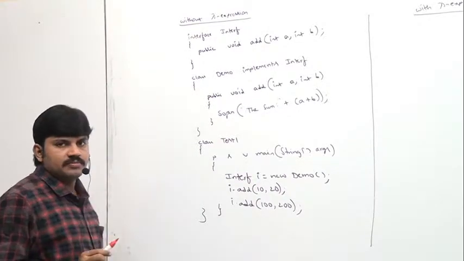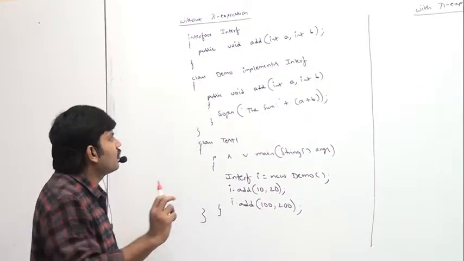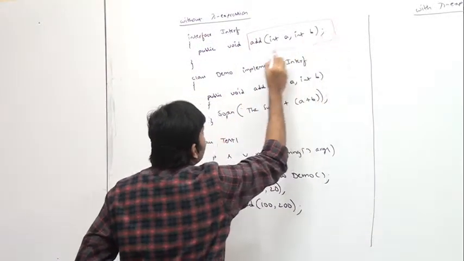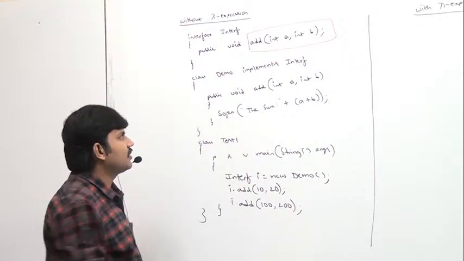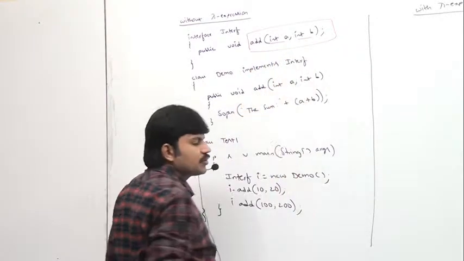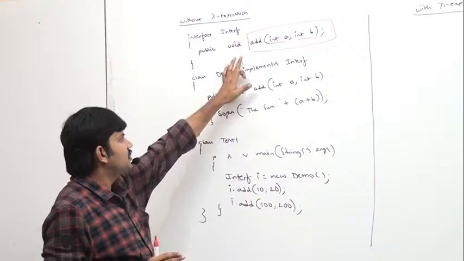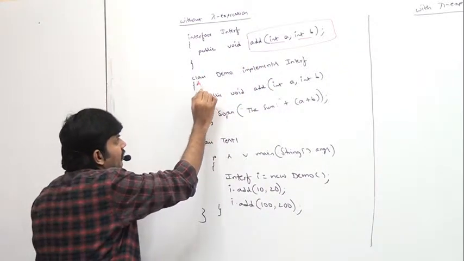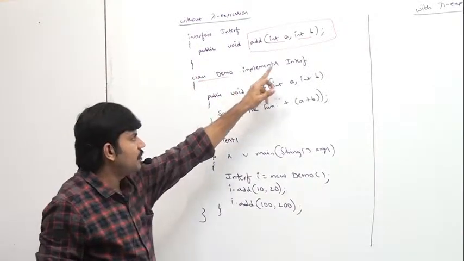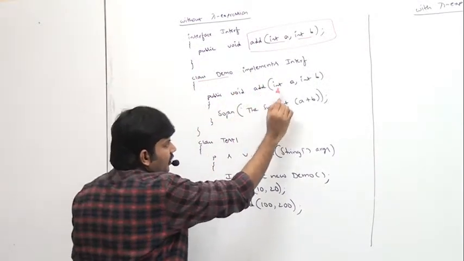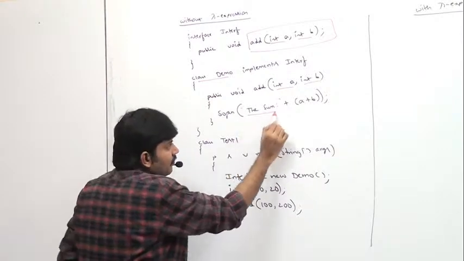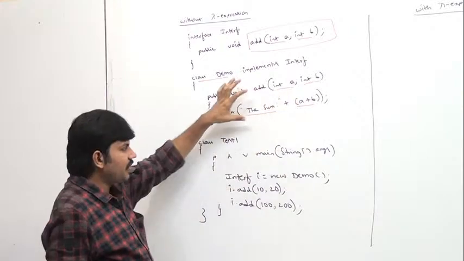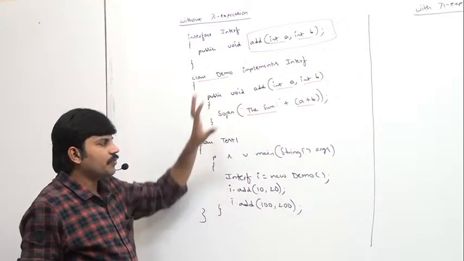Without lambda expression: sir, if I don't know lambda expressions, then how do I have to implement this? Interface Interf, public void add method is there. What is this method? add, int a comma int b. It is going to take how many arguments? Two arguments, int a and int b. Now I want to provide an implementation. Class Demo implements Interf, public void add(int a, int b), the sum is a plus b. Just this method takes two int values and prints their sum. That is my requirement.